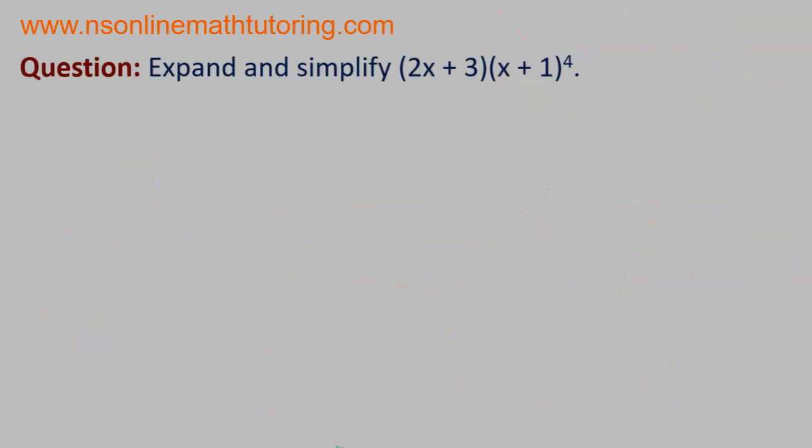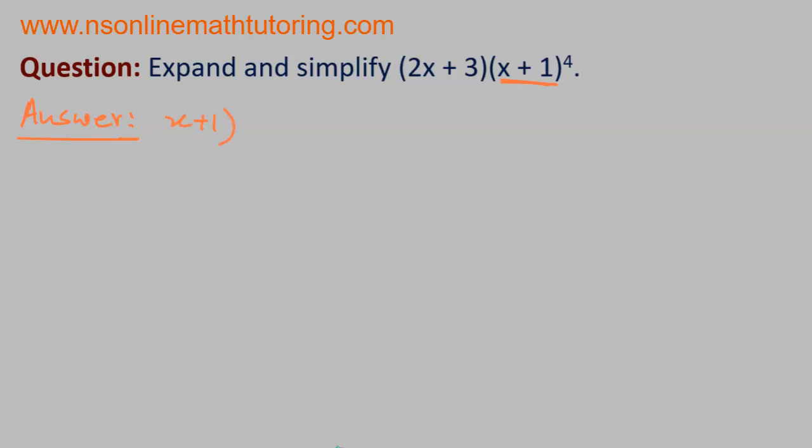Expand and simplify 2x plus 3 times x plus 1 raised to the power of 4. So first of all, we have to expand this part. Only after that can we multiply. Therefore, let us start with our answer. So first of all, we do the expansion.